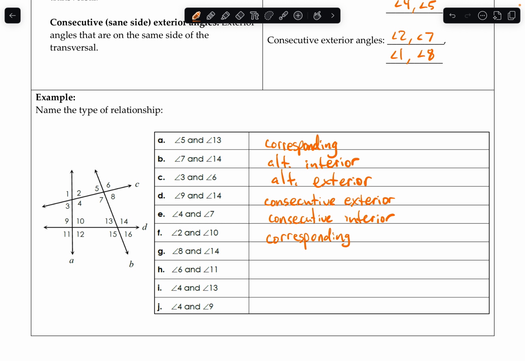All right, 8 and 14. There's 8, there's 14. Those are consecutive interior.